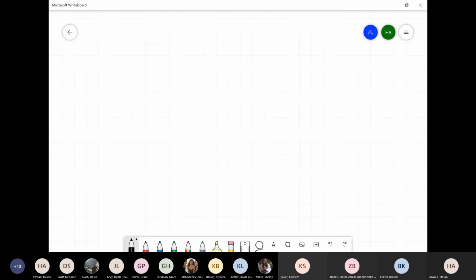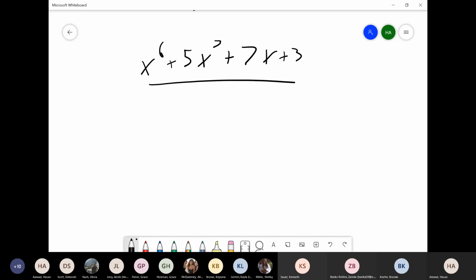Okay, so let's go ahead and clear this off. And now we're jumping to number 10 from the previous lecture, number 10 from Monday's homework. So this is x to the 6th plus 5x cubed plus 7x plus 3, and this is all being divided by x squared plus 2. Okay, so we have the following. Let me just really clear this up. Should be a 3. Okay, so we have to solve this using long division.